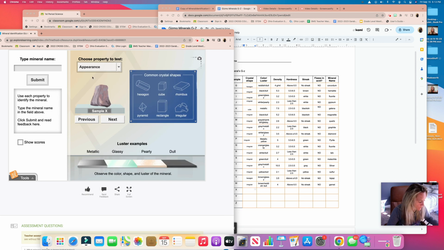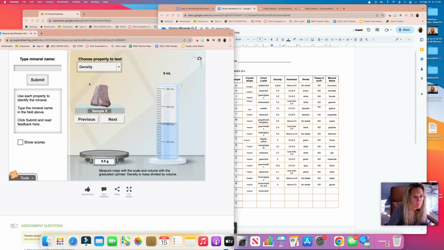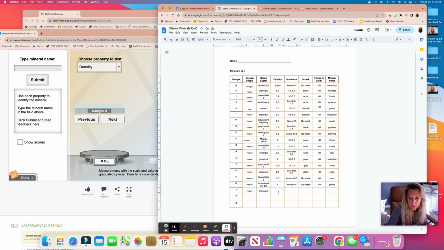Let's look at appearance. First, it's kind of brown and definitely irregular, kind of a dull brown. So we'll say irregular, brown slash dull. Let's get the density. We got the 65 divided by 25 gives us 2.6.